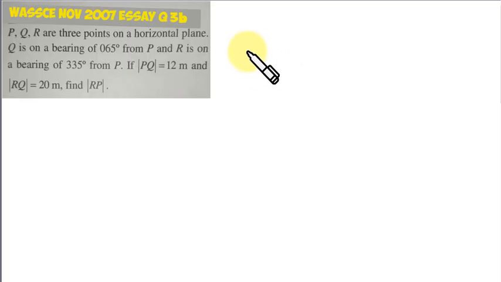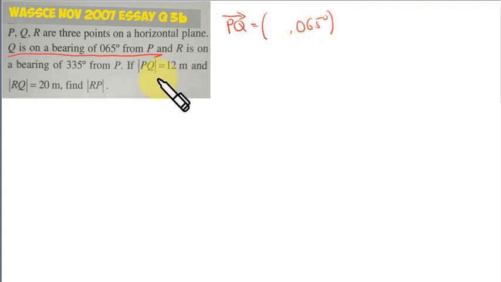So let me gather the data here. First, we have Q on a bearing of 65 from P. From P means we will begin from P and go to Q. So the vector is vector PQ. So from P to Q, we have a bearing of 65 degrees, and that is 065 degrees. And of course, we are told that the distance from P to Q is 12 meters. So let us also put that one here. So that is magnitude and bearing.